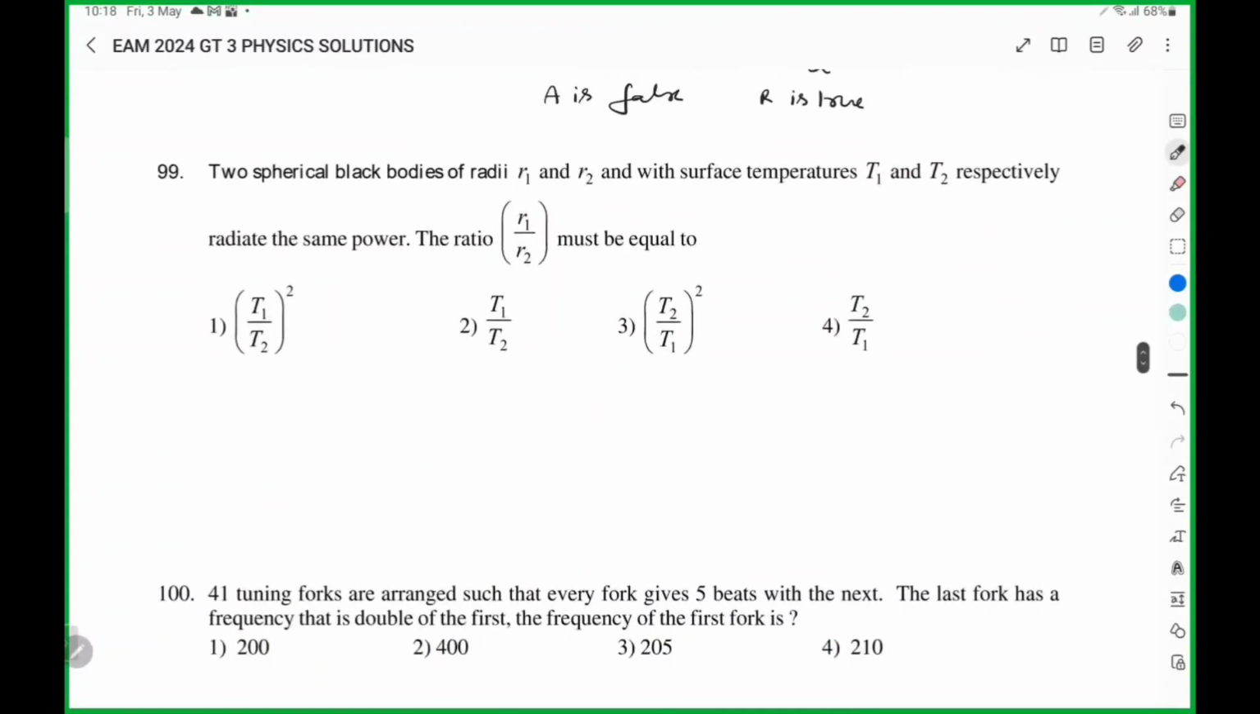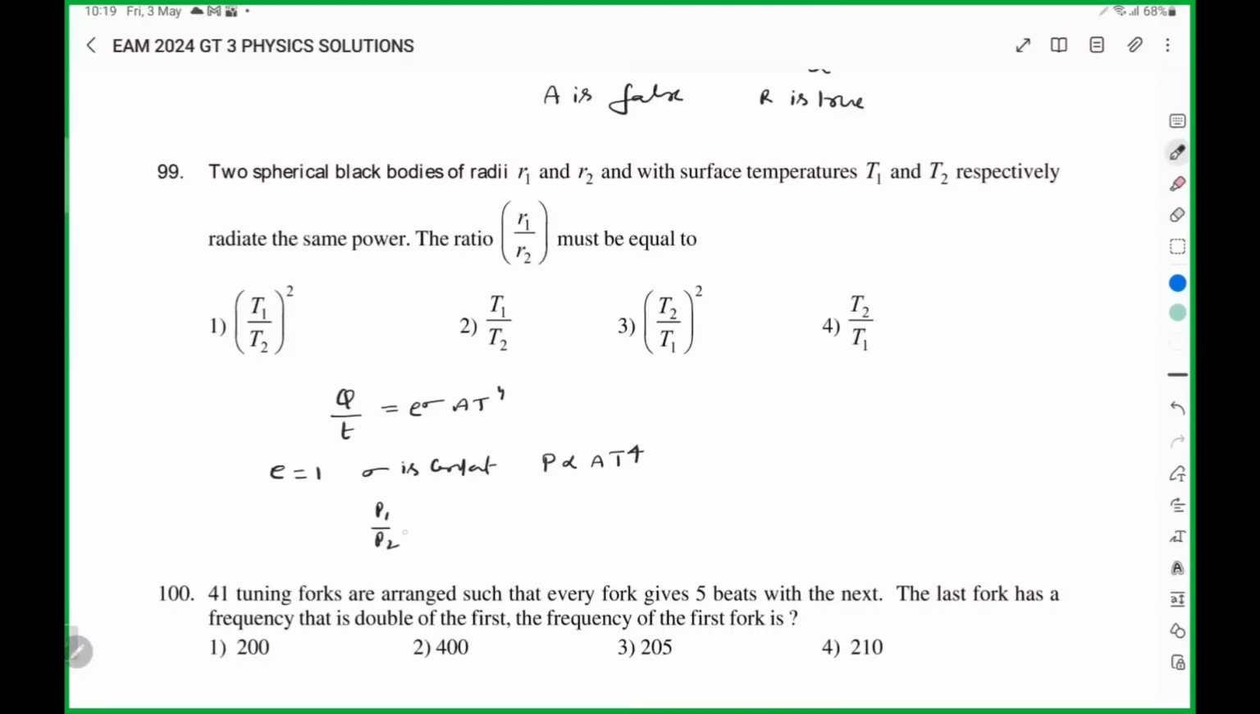Two spherical black bodies of radii R1 and R2 with surface temperatures. So the rate of radiation by Stefan Boltzmann law, sigma A T power 4. Since black body e is 1, sigma is constant, and the rate is finally proportional to surface area and fourth power of T. Radiate same power, he said.